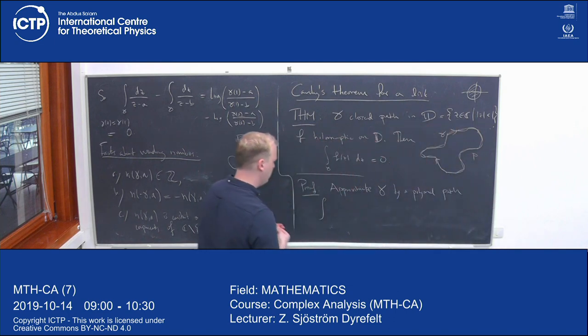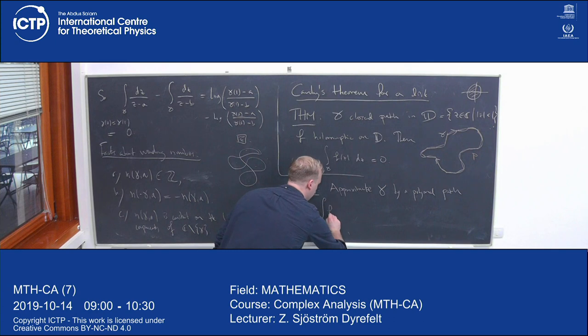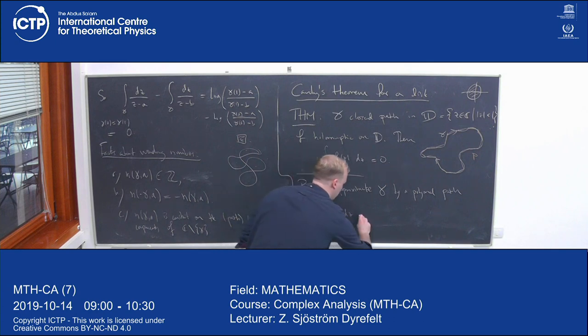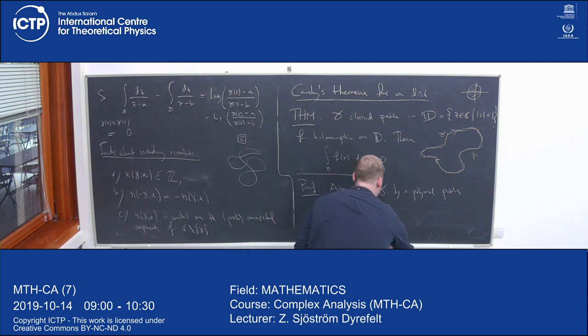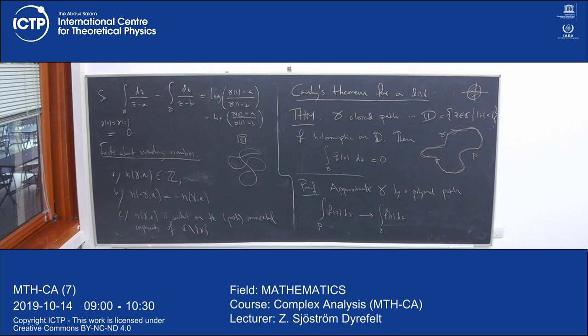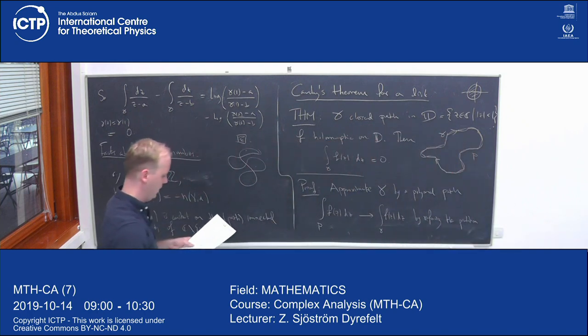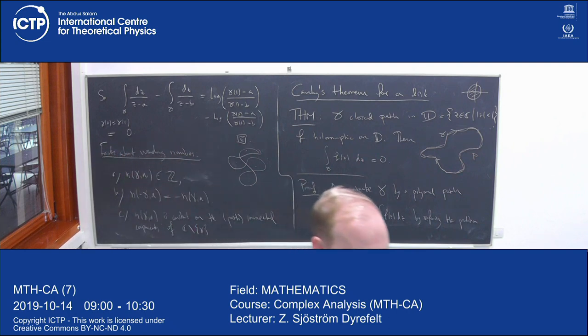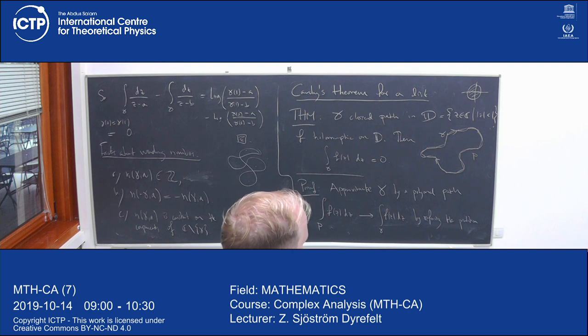Okay, then the integral along P of f of z dz will converge to the integral along gamma of f of z dz as I subdivide this path into finer and finer pieces. Okay, so this is by refining the partition. Question. Yes? Why is it always possible to approximate any path with such kind of polygon?